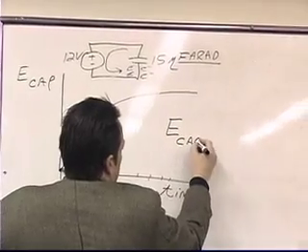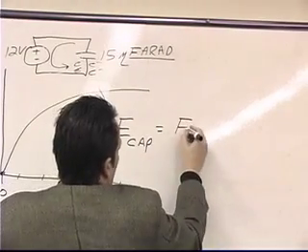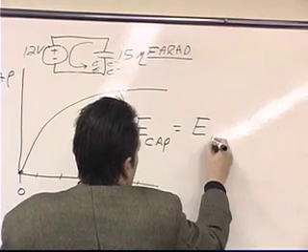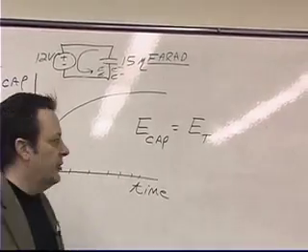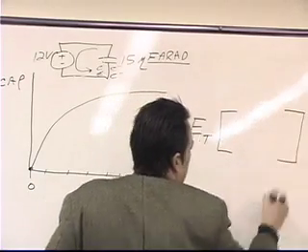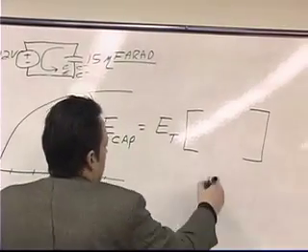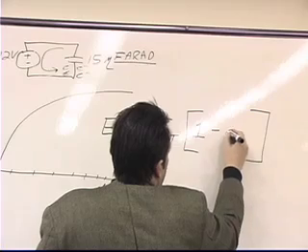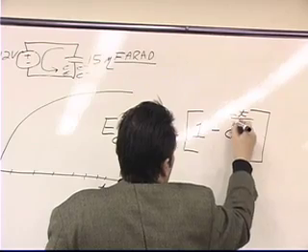The voltage across the capacitor would be equal to whatever the voltage of the battery is. We'll call this the total voltage, or our book likes to call that the total voltage. So whatever the total voltage is, multiplied by some fraction. The fraction is as follows: it's 1 minus e to the negative t over RC.